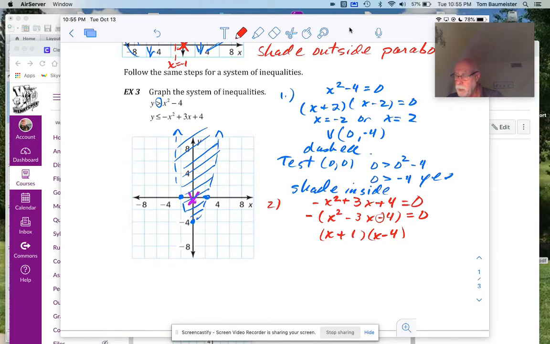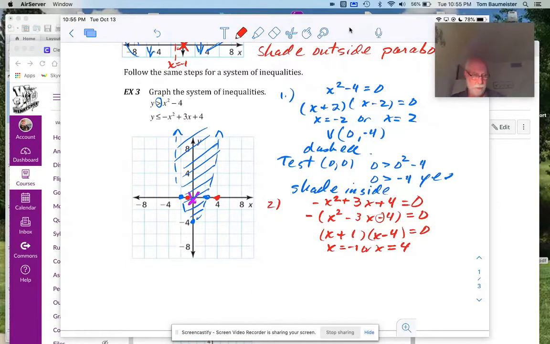All right. So by the zero product property, again, we can say that x is equal to negative 1 or x is equal to 4. So I'm going to do those two there. So x is equal to negative 1. It's going to be here. And x is equal to 4. That one's going to be there.